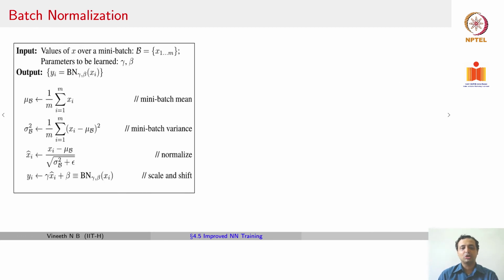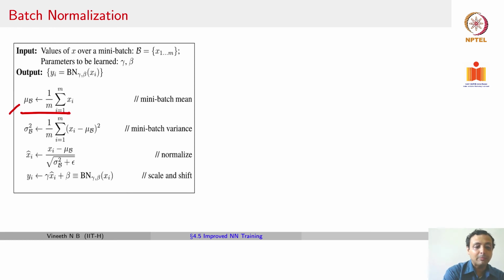Let's look at how this batch normalization works. Batch normalization is often introduced as a layer itself that succeeds one of the existing layers of a neural network. So let's consider this. We assume that after a certain layer, you have certain output values that you get.